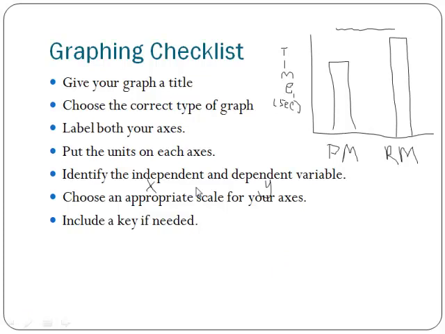Okay, and choose an appropriate scale. Well, if our seconds never go above 60 seconds, then we don't need our scale to go all the way up to 300 seconds. So you need to space it out and use the whole axis, and then include a key if you need it. This one doesn't really need a key because we only have two different things, but if you're comparing a bunch of things or you have a bunch of lines on your graph, you might want to put a key down in the bottom to help people figure out your graph. All right.